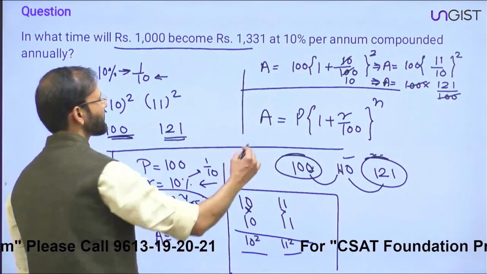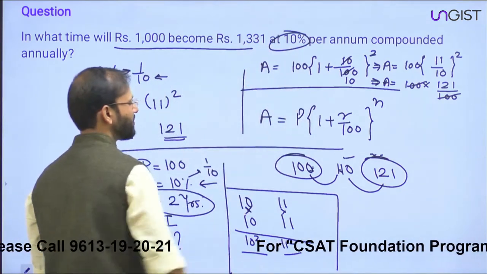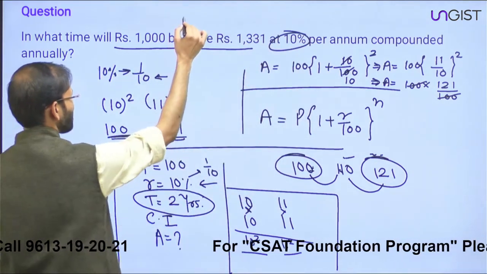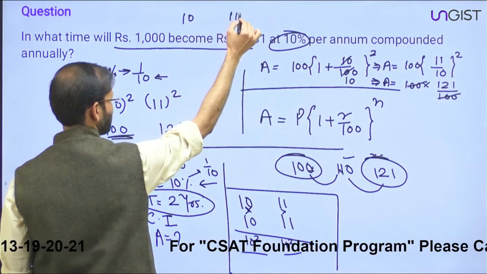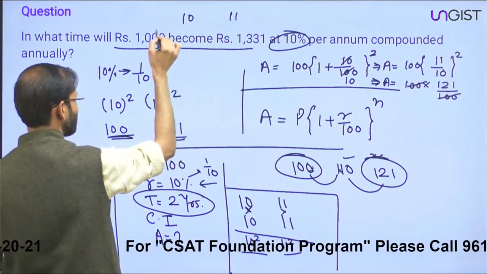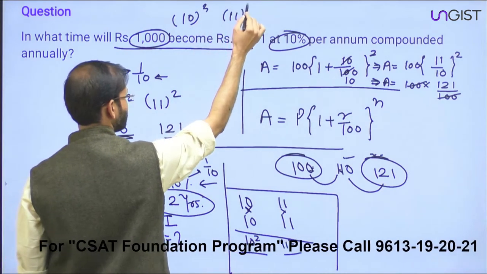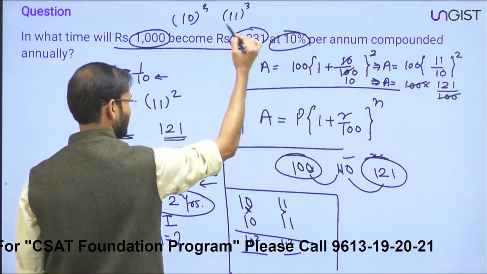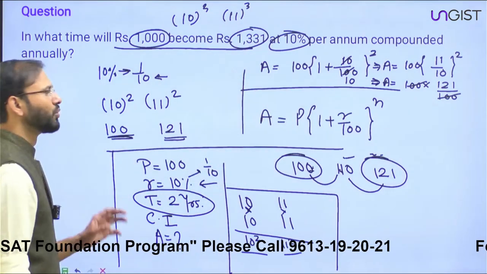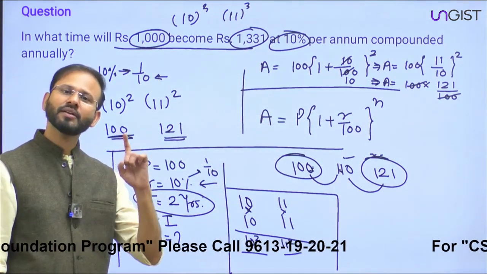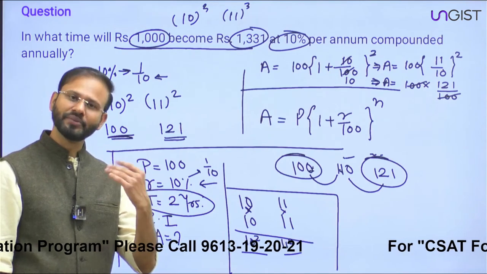See, this is 10% per annum, right? So 10% per annum means 10 becomes 11, right? And this is actually 10 cube, and this is 11 cube. 1331 is 11 cube, fine. So 10 cube becomes 11 cube. So obviously the power is 3, so time will be 3 years.